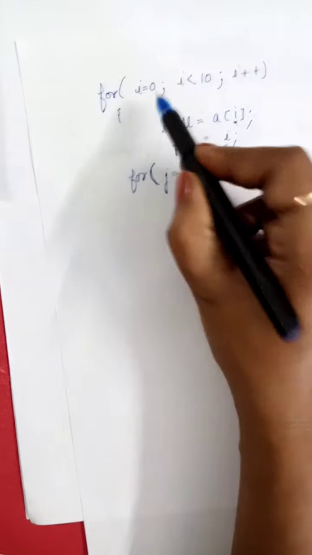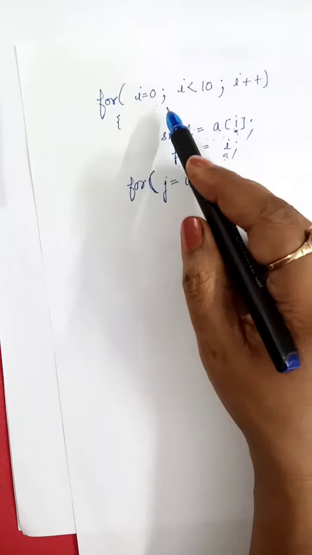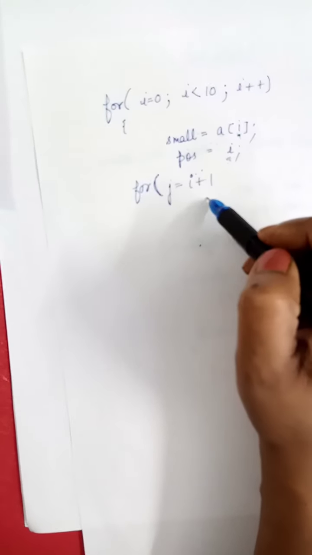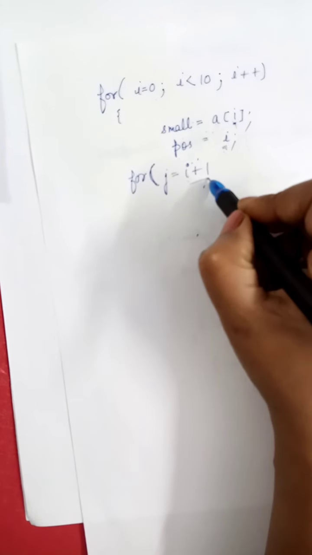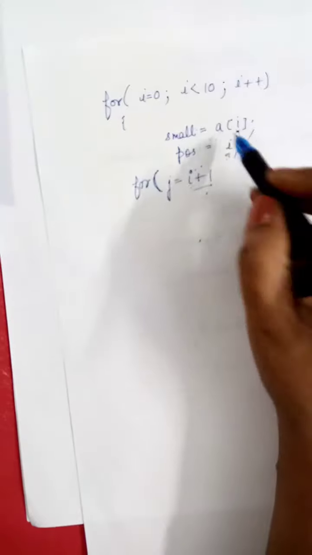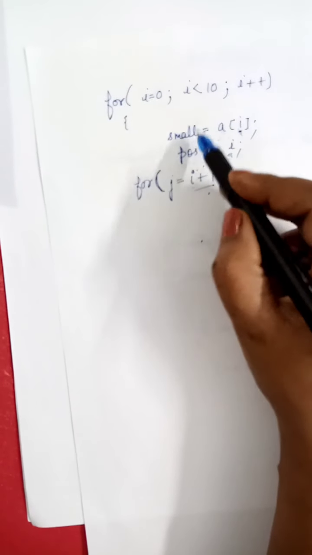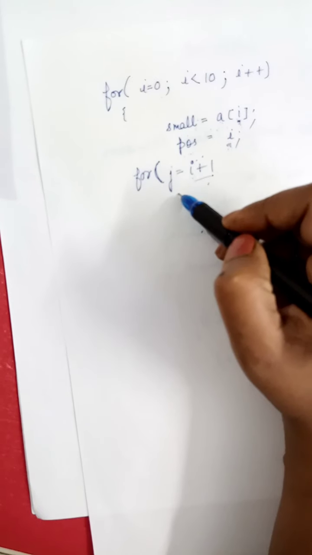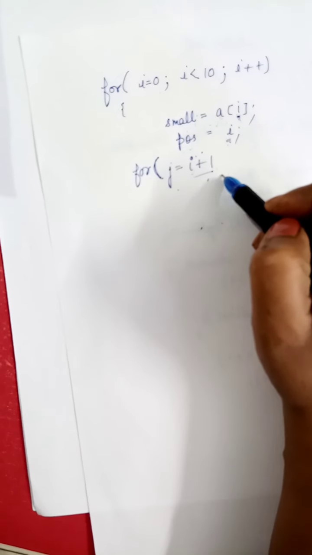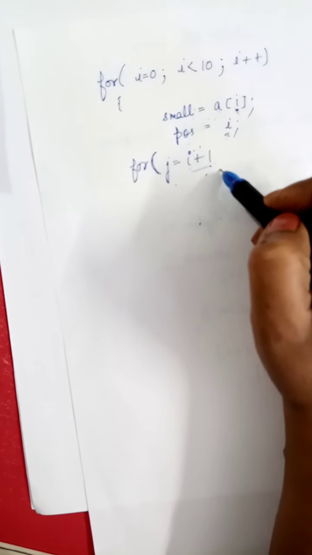If I is 0, J will be I plus 1. It means the next of I. We'll start finding the smallest from this position. For this time A0 will be in small and 0 will be in POS, and we are going to start with one position to find the smallest.